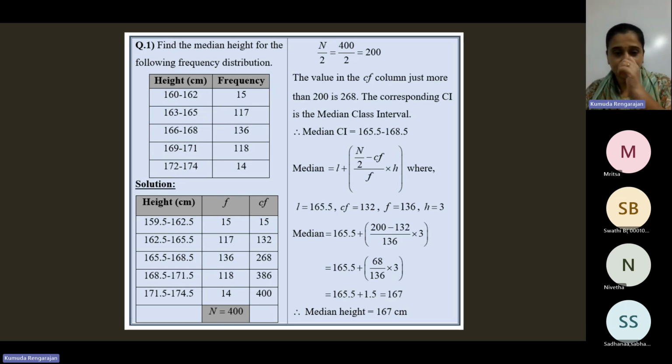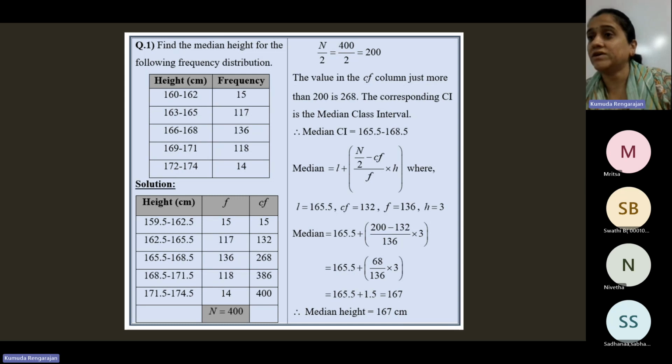171. Okay, so in which class interval does 171 lie here? In this class interval. Supposing I'm saying the median is 171, it belongs to which class interval? This one, right? 171. You should identify the median class interval first. That's the first step. Identifying the median class interval.